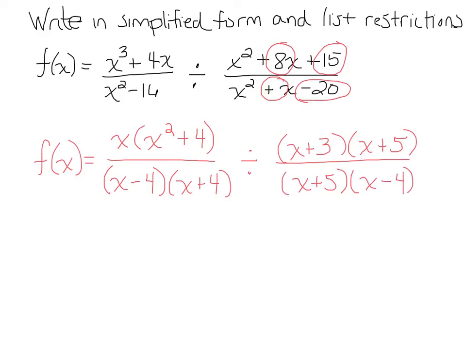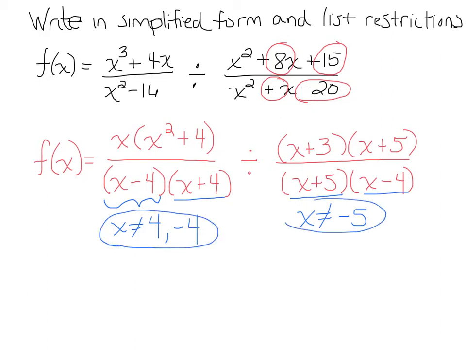Now let's list the restrictions from these rational expressions. At this point, we know that x cannot equal positive 4, it cannot equal a negative 4, and it cannot equal negative 5. Here we'd have x cannot equal 4, which we already have stated. So we'll need to hold on to these until the very end.